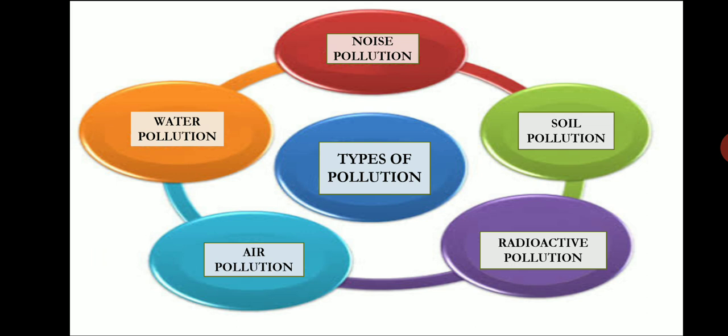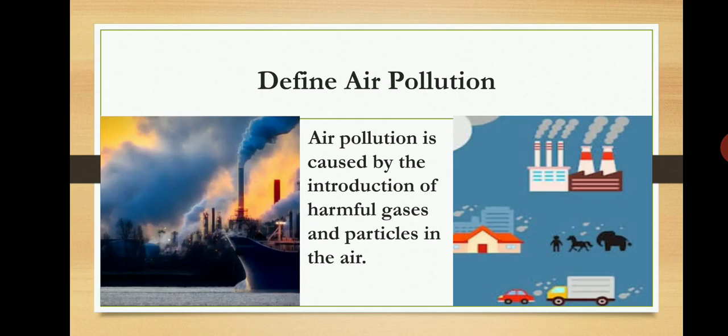So what are the types of pollution? Let's look at the green pollution first, okay. The green image that you can see, what is written? Soil pollution. So what are the types of pollution? Soil pollution, radioactive pollution, air pollution, water pollution, and noise pollution. So these are the types of pollution, okay. Let's look at air pollution first.